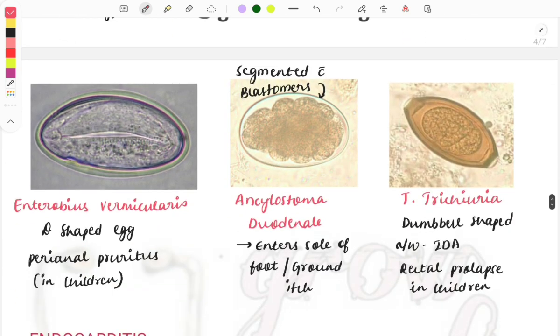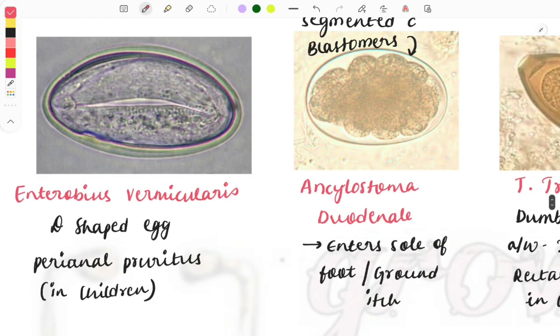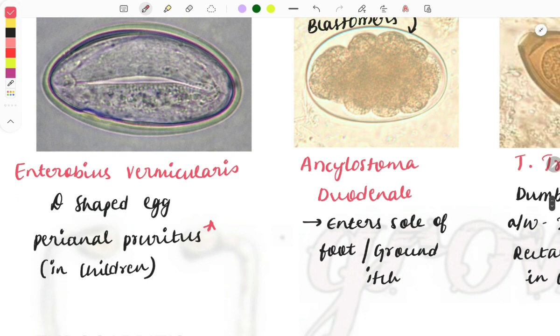Then moving on, Enterobius vermicularis. So this is a D-shaped egg. So you can appreciate, it is not a proper D, but it looks like a D like this. And this causes perianal pruritus in children. So this one was also a PYQ asked multiple times, and also asked in integration, meaning as a case.